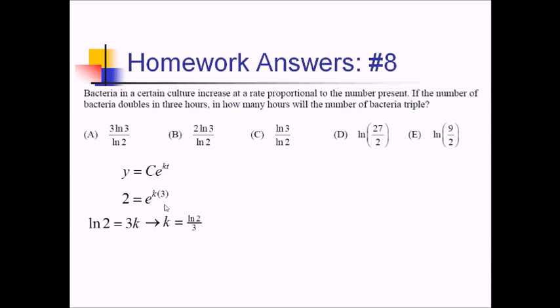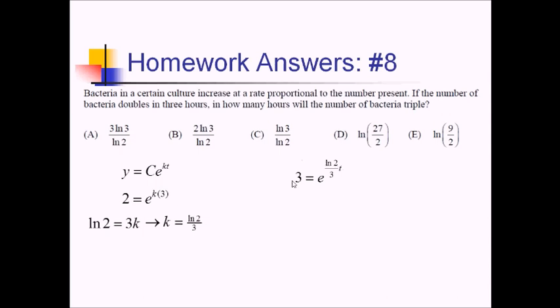Now this was a no calculator problem, so you really just had to leave it like that and hope for the best. Moving on, we're going to now plug in ln of 2 over 3 for k, and we also want to know eventually what the t value is. So this time, what are we using for y? Well, we want to know in how many hours the number of bacteria will triple. So now we're going to use 3c for y. And again, we're going to have ln of 2 over 3 plugged in for k. And this time we're solving for t. So we can ln both sides again.